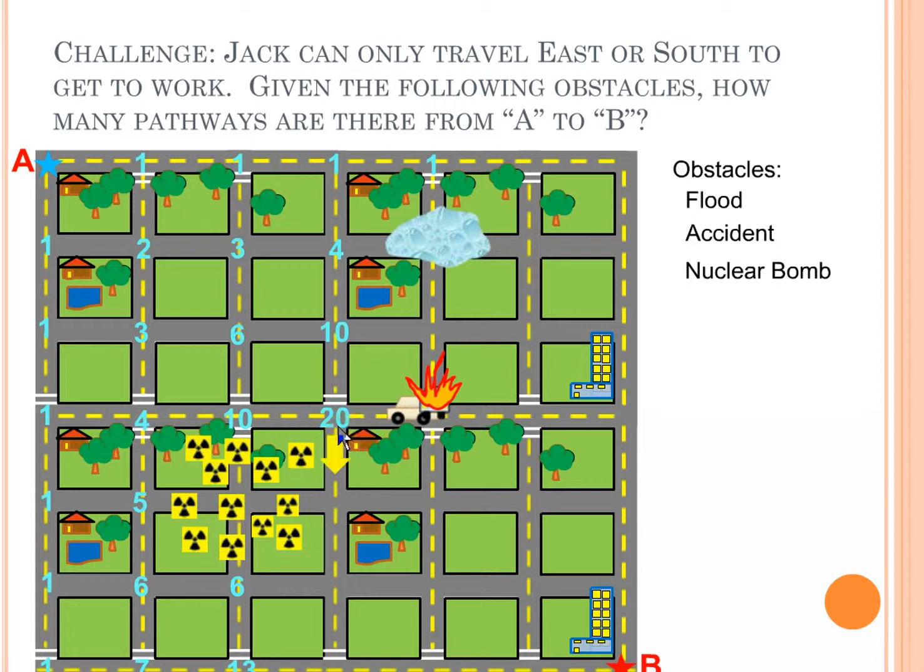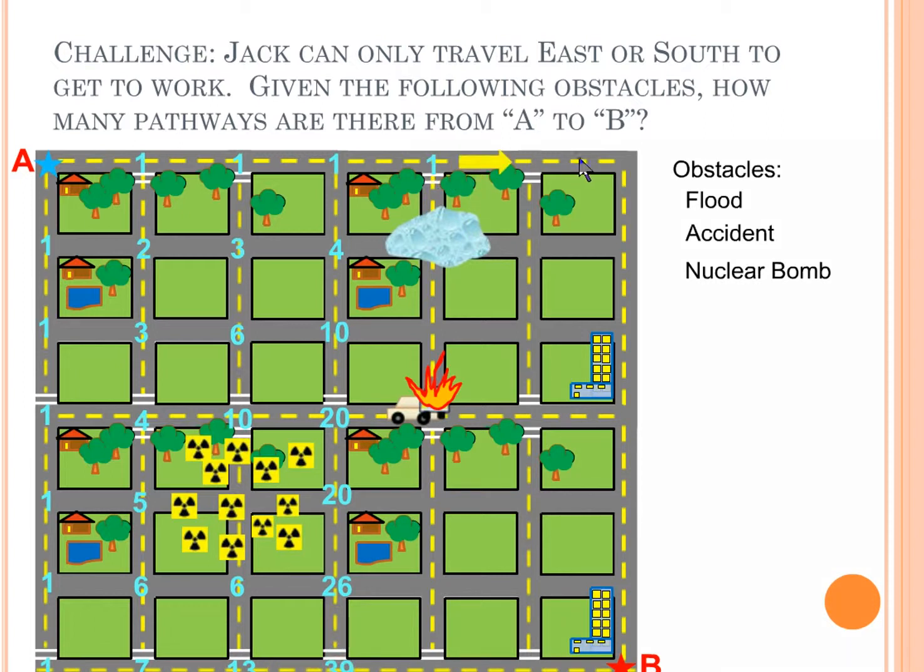And then 7 plus 6 will be 13. And once again over here, this is 20, and to get to this point, there's only one way, and that's by coming through this part right here, so this has to be 20 as well. 20 plus 6 would be 26. 13 plus 26 will be 39.